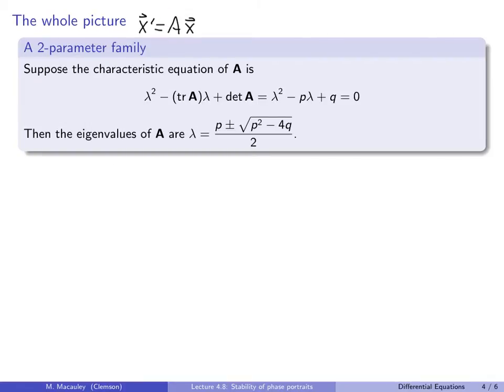So let's suppose that the characteristic equation of A is something like this. This is always the case. And let's call the trace p, and let's call the determinant q. So every single A can be represented by a pair, p and q, where p is the trace and q is the determinant, and that A has the following eigenvalues. This is just the quadratic equation.